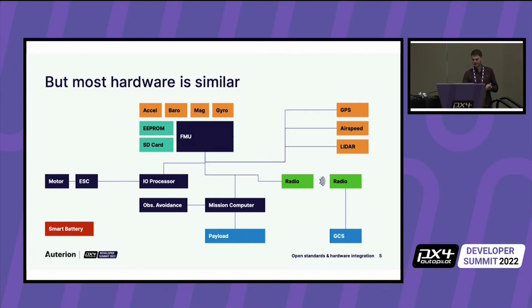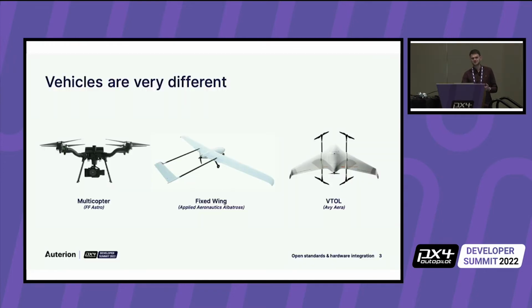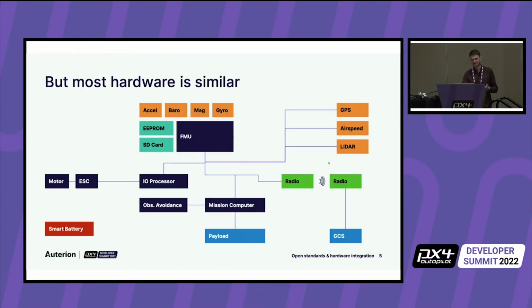So any of these drones have pretty much all of these components. The multicopters are mostly missing an airspeed sensor. You can fly perfectly fine without the LiDAR sensor. But typically, these things don't really change that much between the different airframes.